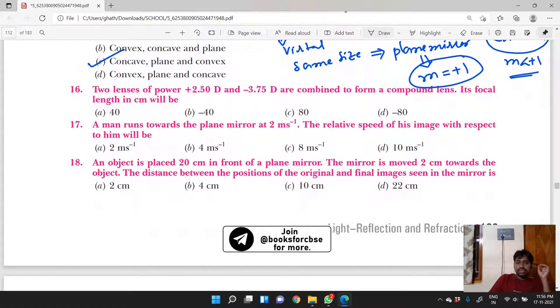Next, this is an important question, you can feel the 16th question is important. Two lenses of powers 2.50 and minus 3.75 are combined to form a compound lens. A positive power lens is a convex lens, and a negative power lens is a concave lens. Both are combined like this. Then how much will its focal length in centimeters be?